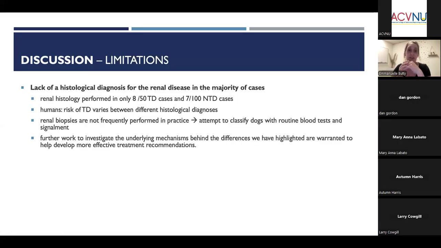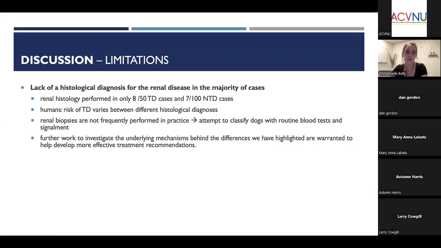So regarding the limitations of their study, definitely one of the big ones was the lack of histological diagnosis for the renal diseases in the large majority of the cases. So we had only 8 cases with thromboembolic disease and 7 with non-thromboembolic disease that had a renal histopathology. And again, I'm not even sure which type of histopathology it was. And we know, at least from human medicine, that for sure the risk of thromboembolic disease varies depending on the underlying histological diagnosis.